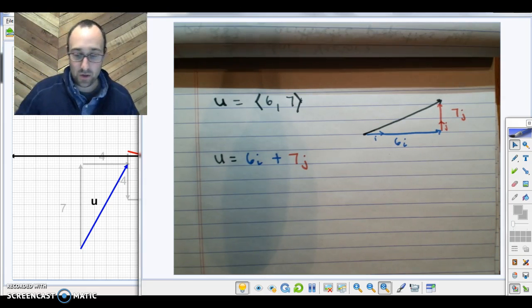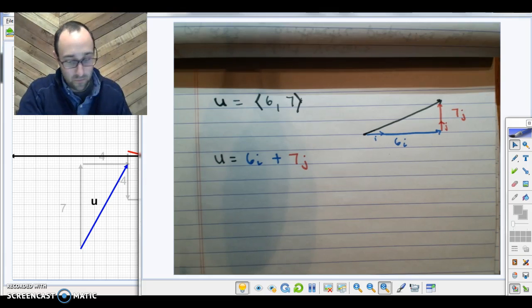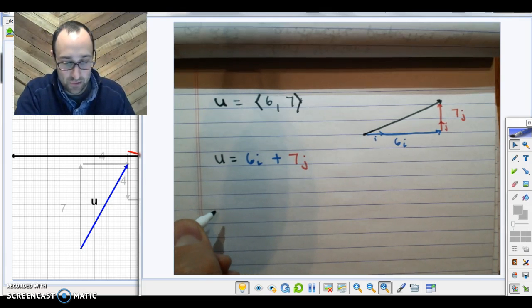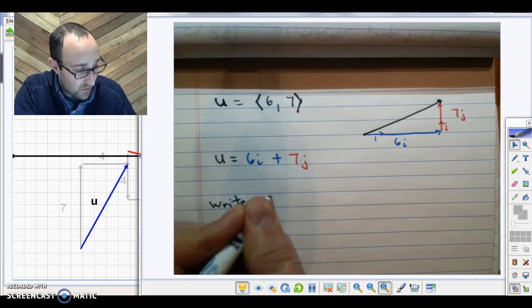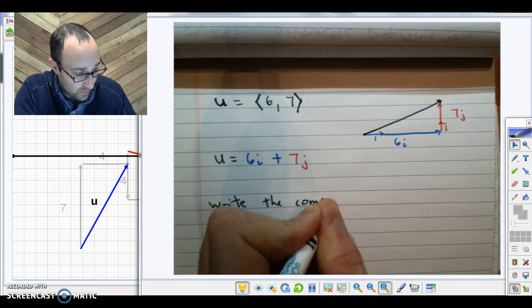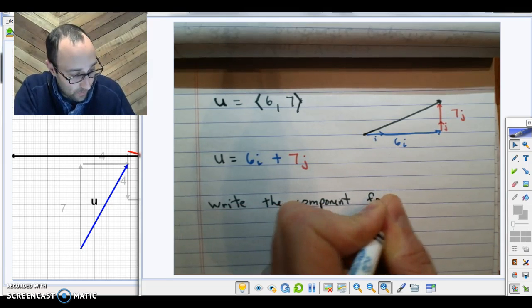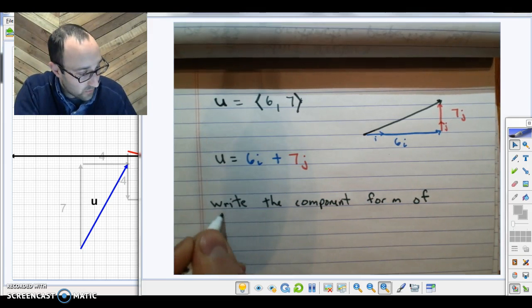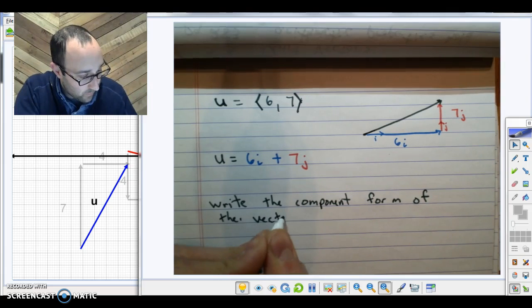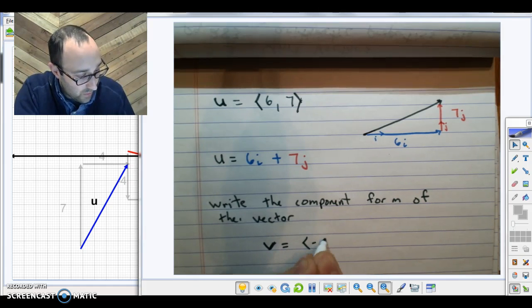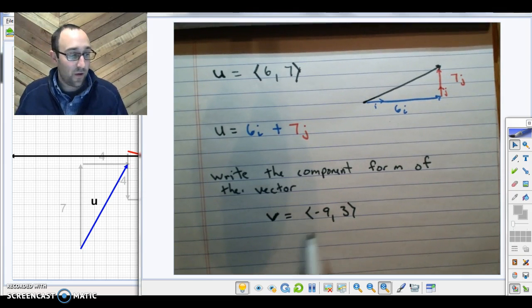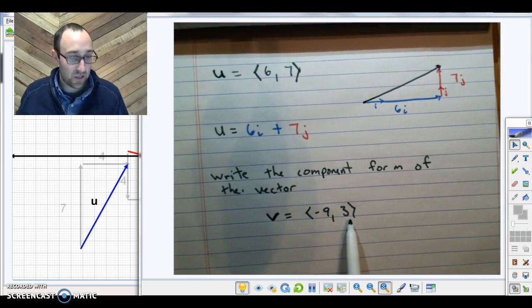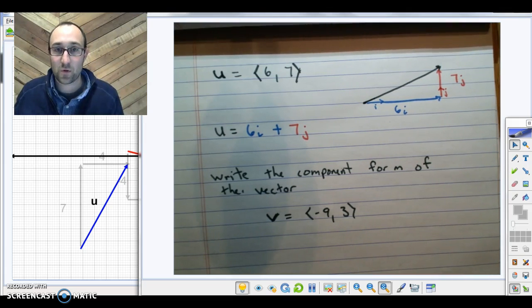All right, what I would like you to do is write out the component form of the vector, let's use v, equals <-9, 3>. And that is it. Hopefully it's not a big deal. Hopefully you know this is in the x, which is the i, and this is in the y, which is the j vector for unit vectors. Good luck.